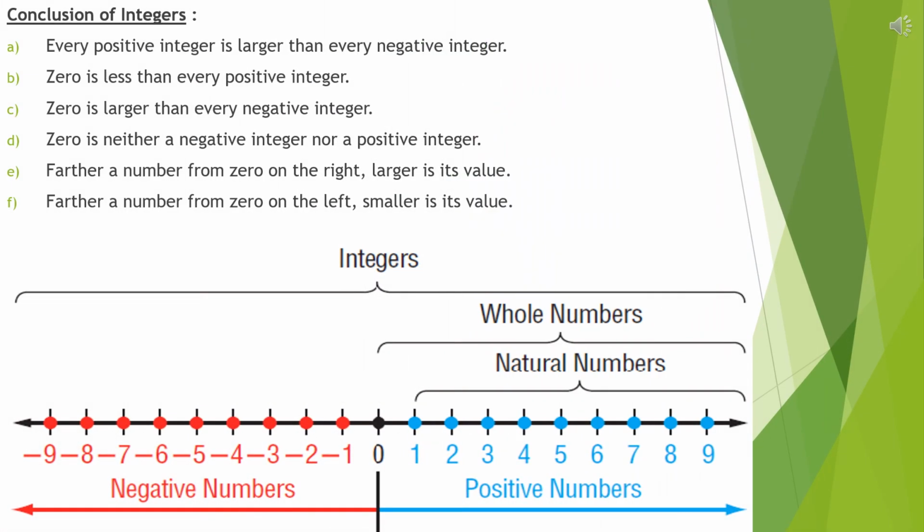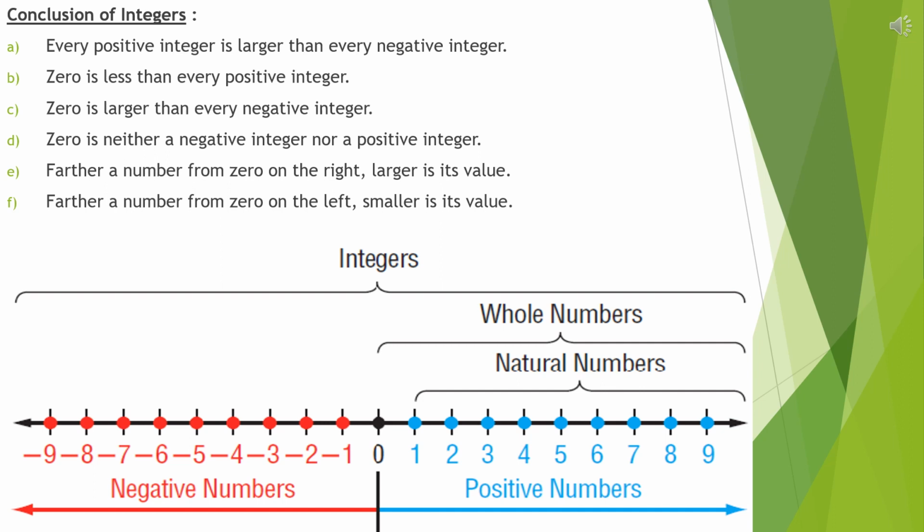Conclusion of integers. First, every positive integer is larger than every negative integer. Second, 0 is less than every positive integer. Third, 0 is larger than every negative integer. Fourth, 0 is neither a negative integer nor a positive integer. Fifth, the farther a number is from 0 on the right, the larger is its value. Sixth, the farther a number is from 0 on the left, the smaller is its value.